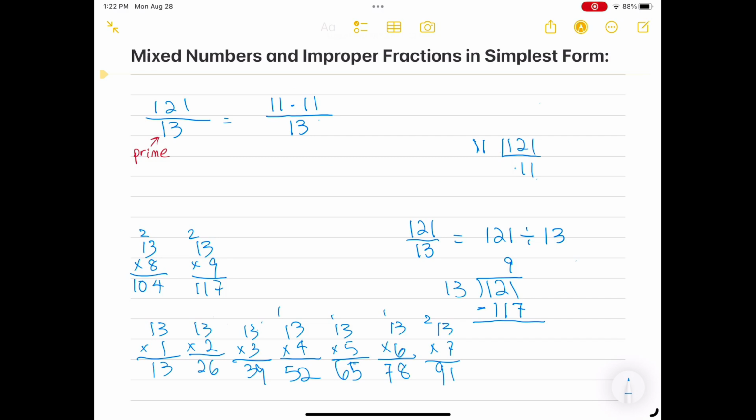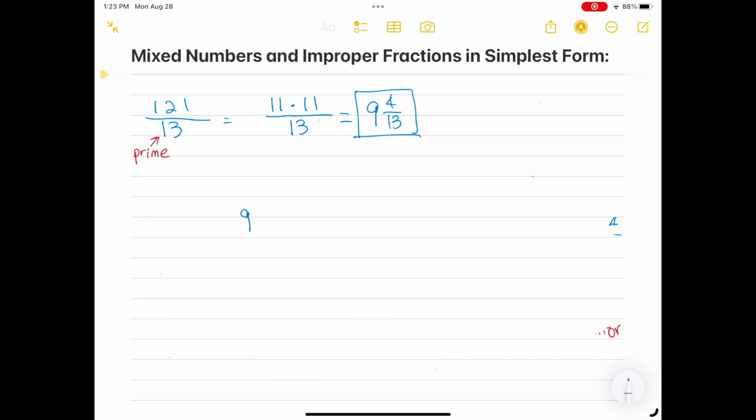121 minus 117 is 4. The remainder 4 becomes the numerator, and 13, the divisor, is the denominator. So 121/13 simplifies to 9 and 4/13.